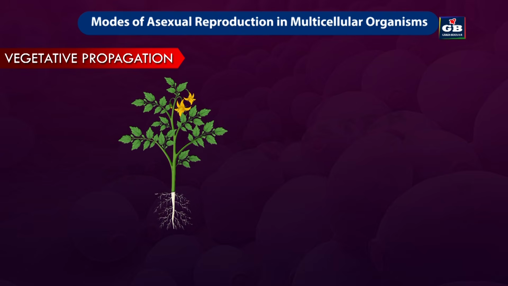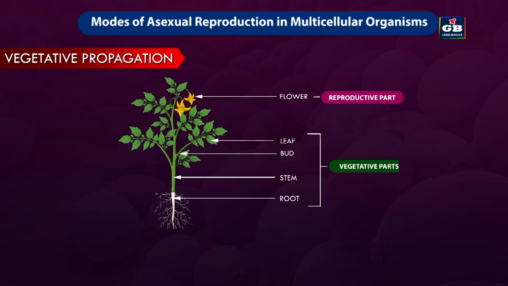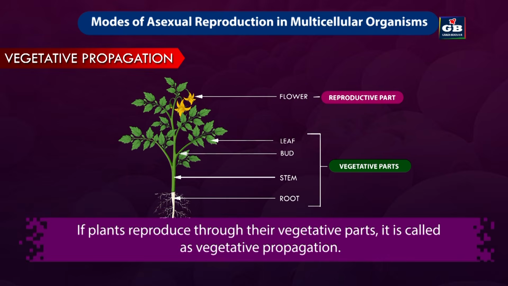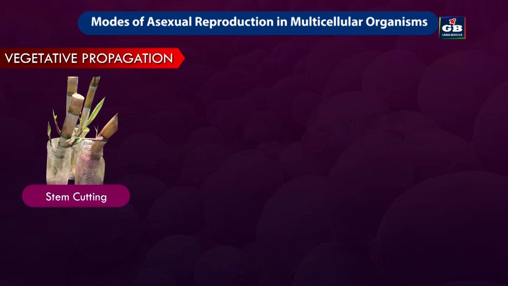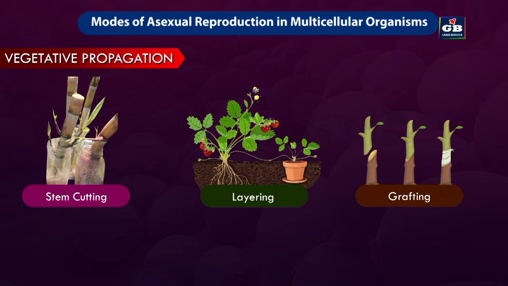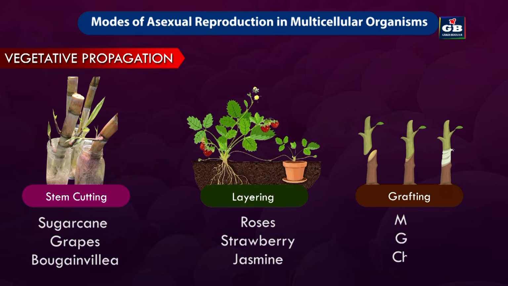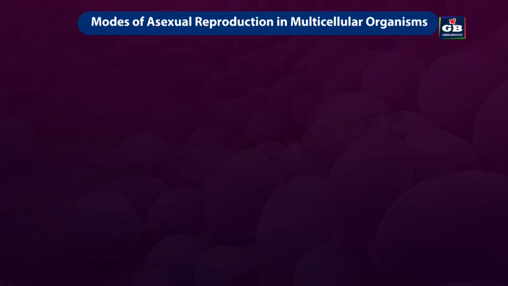Vegetative propagation. Flower is the reproductive part of the plant, whereas stem, root, branches, leaves and buds are vegetative parts of the plant. If plants reproduce through their vegetative parts, it is called vegetative propagation. Cutting, layering, and grafting are the three major techniques of vegetative propagation. Sugarcanes are grown by stem cuttings. Roses can be propagated by layering. Many fruit plants and trees are grown by grafting techniques.